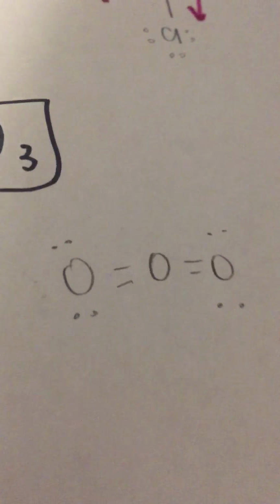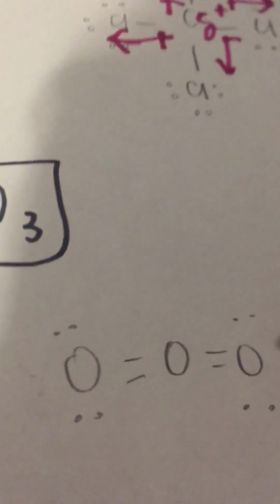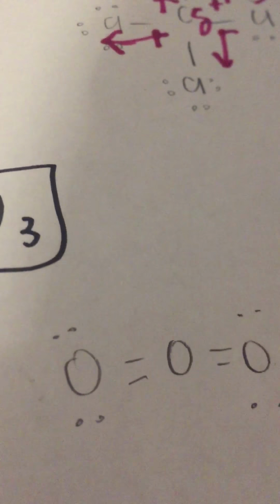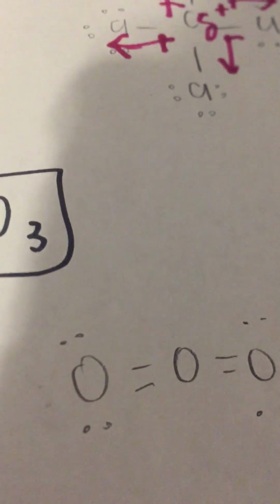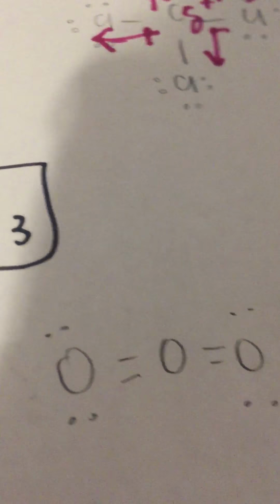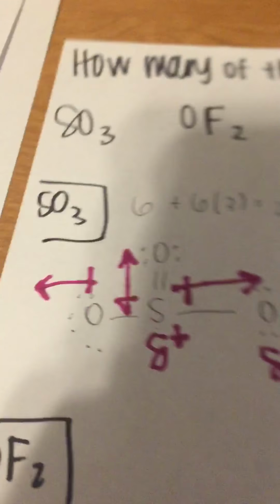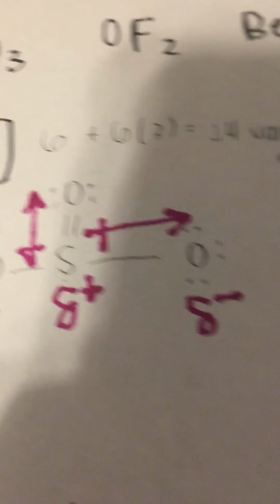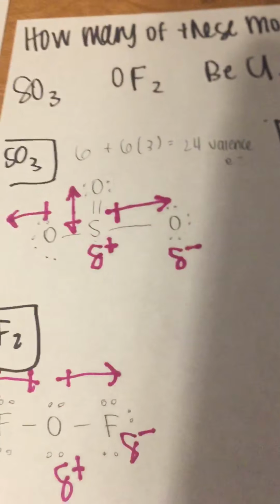Okay, and then ozone is a special case because all of the atoms are the same, therefore there are no bond dipoles at all. Okay. So the next step would be to figure out the net molecular dipole.